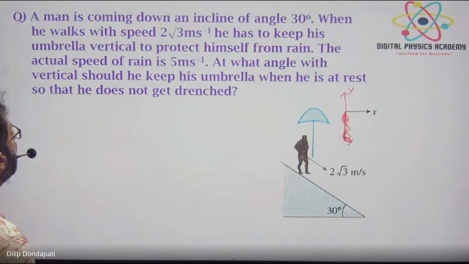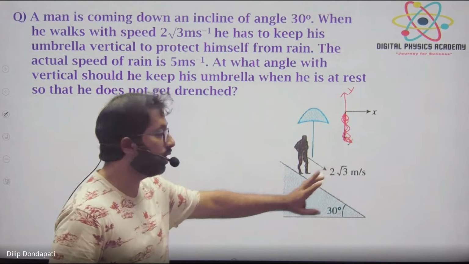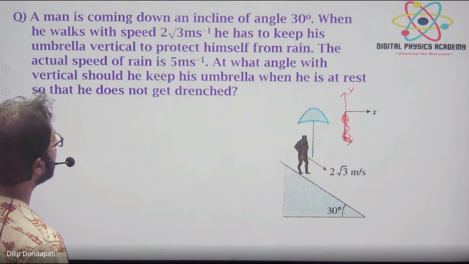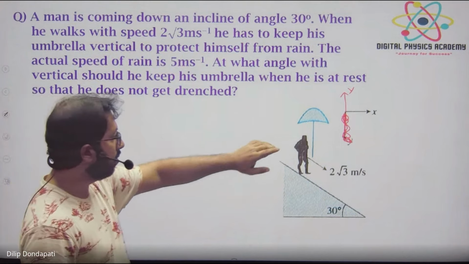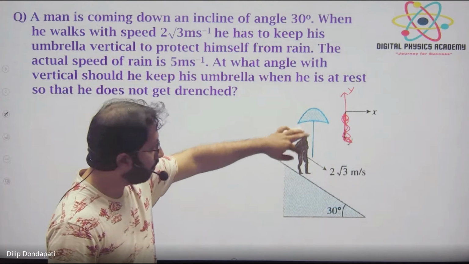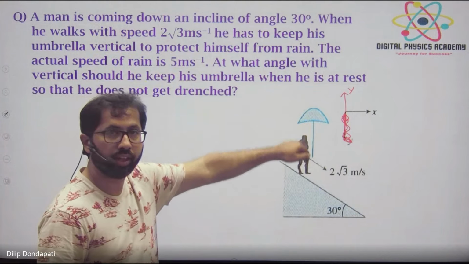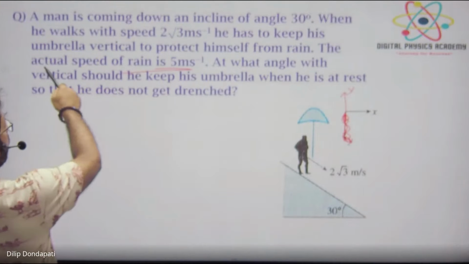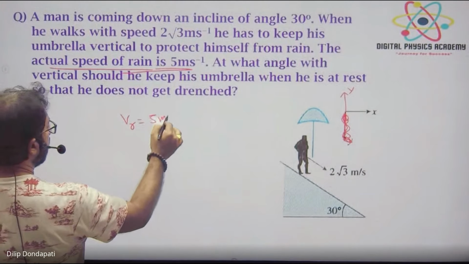Okay. A man coming down an incline at 30 degrees. So inclined position, say, is coming with 2 root 3 meters per second. When he walks at a speed of 2 root 3 meters per second, he has to keep his umbrella vertical to protect himself from rain. That means, rain with respect to man, VRM, I see the rain is falling vertically downwards. Now the actual rain speed, VR, they given as 5 meters per second.